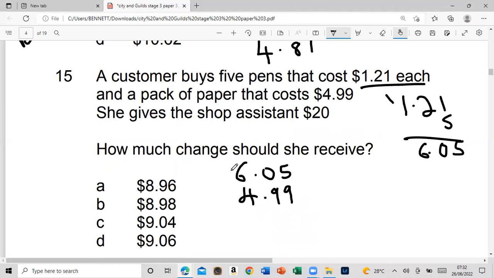That's for the entire pack. She gives the shopkeeper's assistant $20 to add this now. Find the total. So 9 and 5, 14, so we end with a 6, carry 1. 9 and 1, 10, that's 0, carry 1. 6 and 4, 10 and 1, 11. So wouldn't it be $8.96?